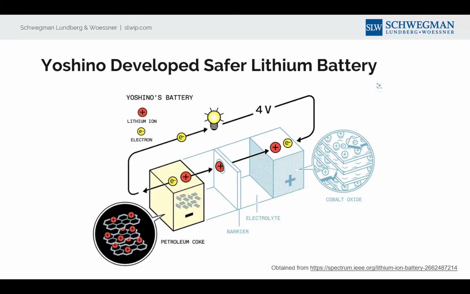Okay, and so Yoshino developed a safer lithium battery, one that could finally be commercialized. So he didn't make any changes from the Goodenough et al. cathode, but he completely changed the anode to petroleum coke.